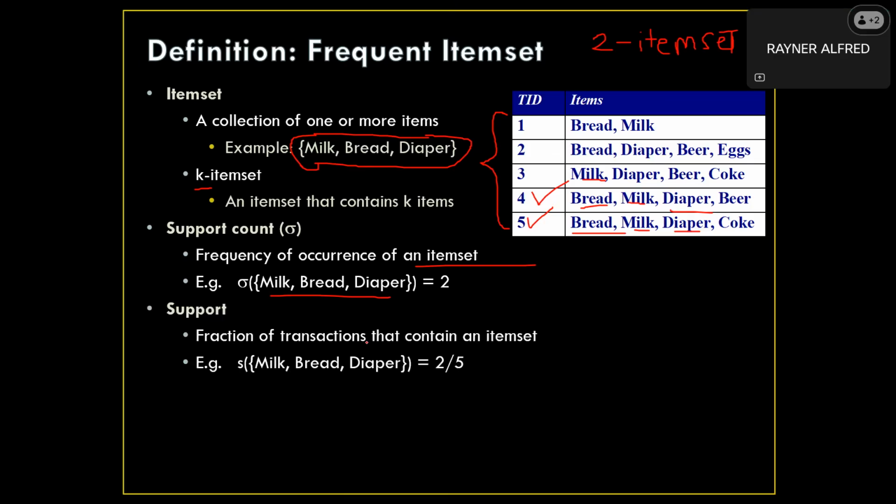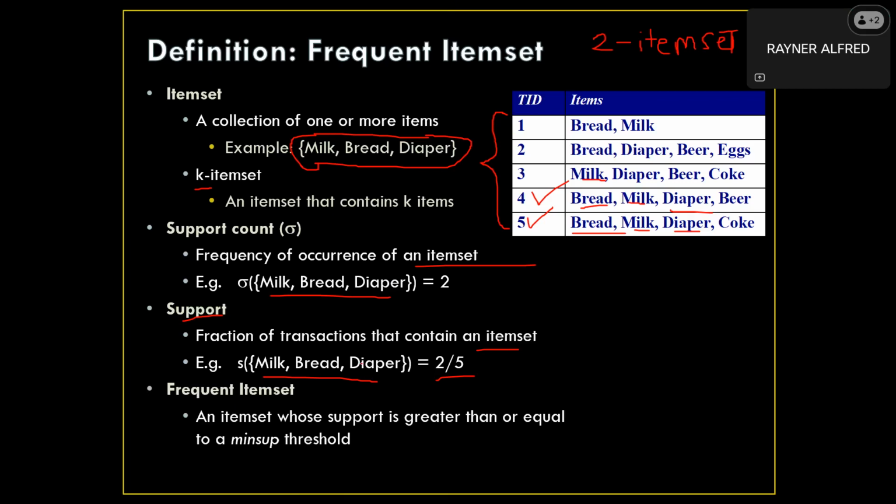We also have support. The support count is different from the support. Support is the fraction of transactions that contain an item set. So in this example, if we use support, basically we have 2 out of 5 transactions. This tells you the weightage of how many times this item set exists in your transactions.